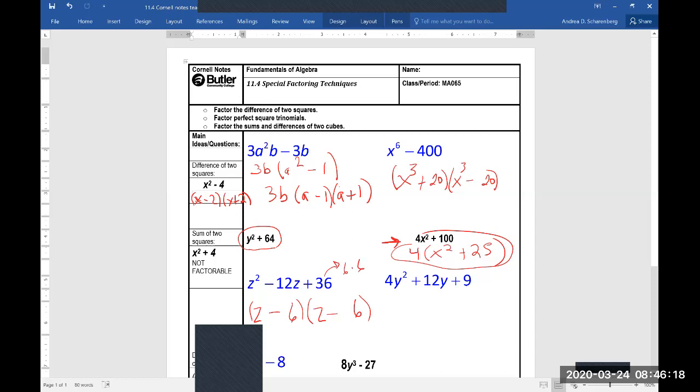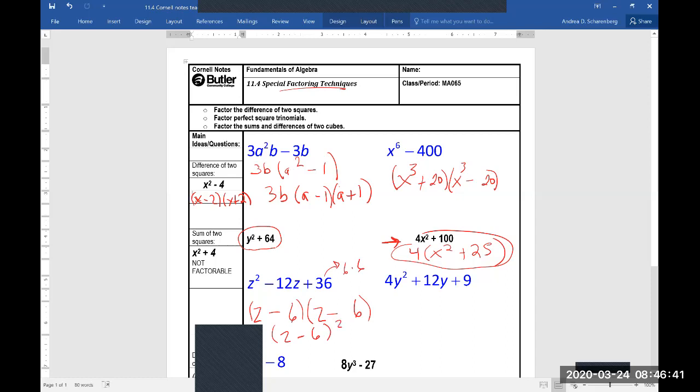So the reason why these are in the special factoring techniques lesson is because they end up being identical, the factors do. And that kind of helps you as you're factoring to find the factors of like 36, for example. You're going to find the ones that are identical. You could also enter this answer into Hawks as z minus 6 squared.